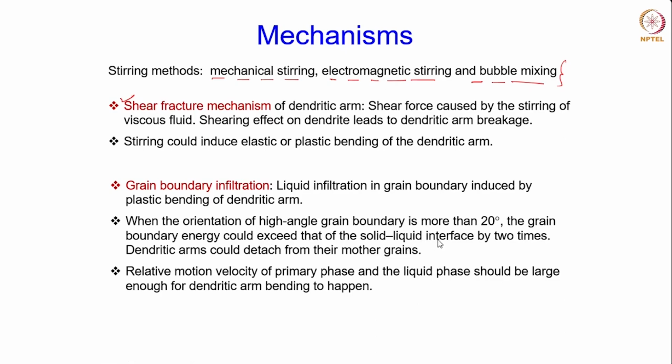This penetration of the liquid into the grain boundaries will now detach the dendritic arms from the mother grains, and they will again fragment into smaller fragments and get dispersed into the liquid metal. What I mean here, the penetration of the liquid into the grain boundary, can be understood if you just have a look at this schematic, this diagram that I am going to draw.